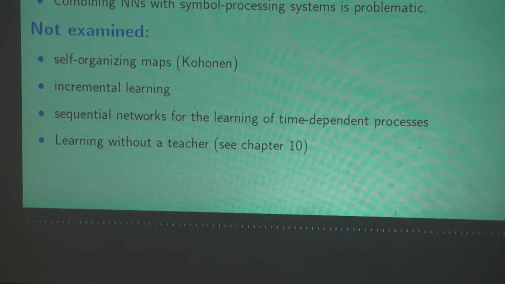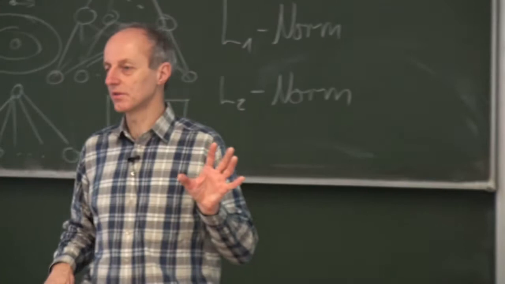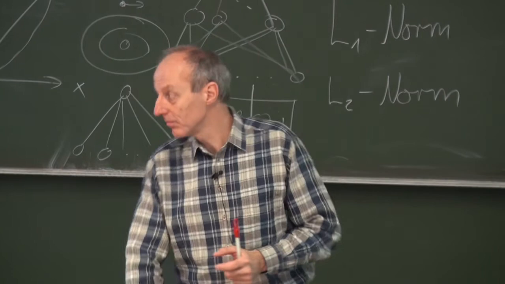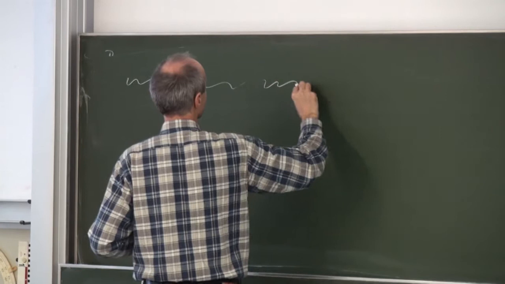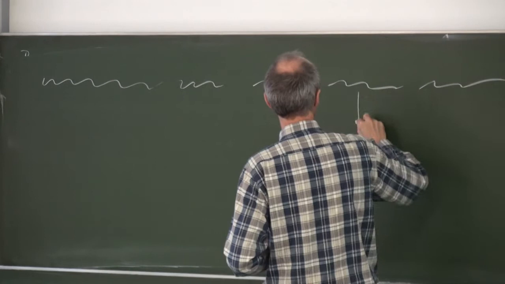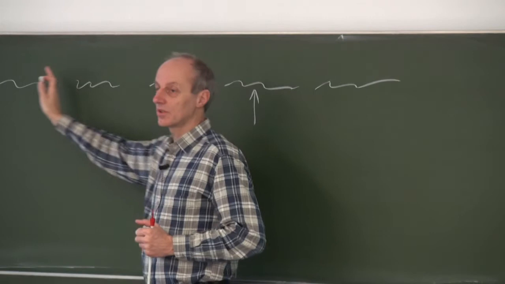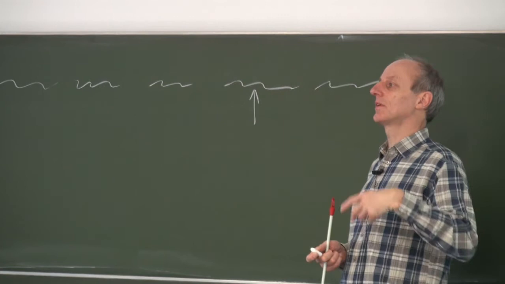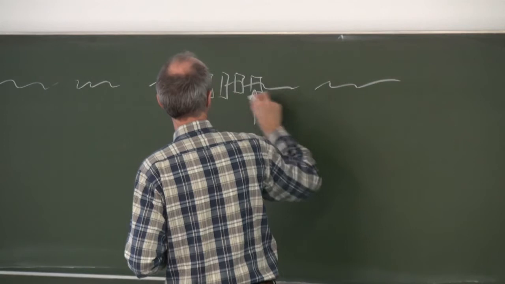Let's look at a sequential task, for example the NetTalk system. This is a typical sequential task. Suppose we have some text, and now we are at this point. There is one character, and the system now has to pronounce this character. And of course, there is all this past. What you saw in the NetTalk system is the naive implementation of such a sequential process, which was: I use this character and then three characters to the left and three to the right.